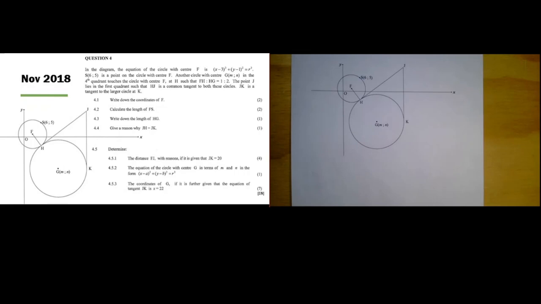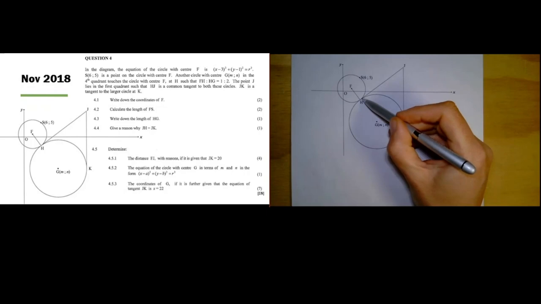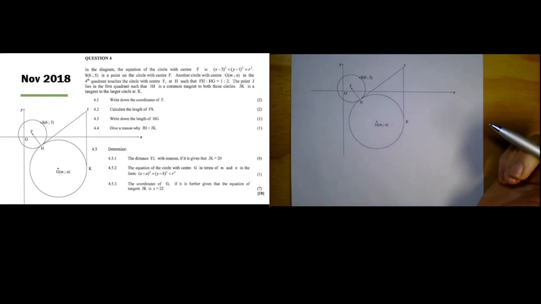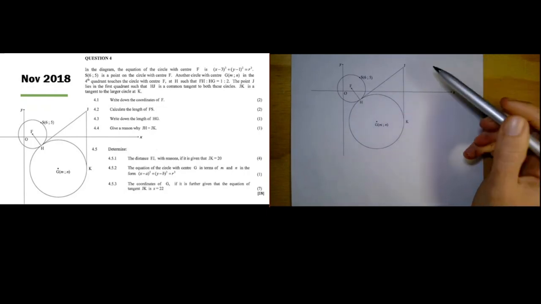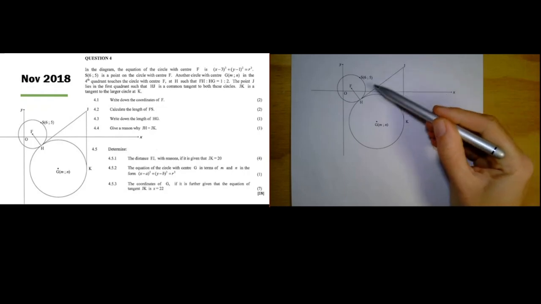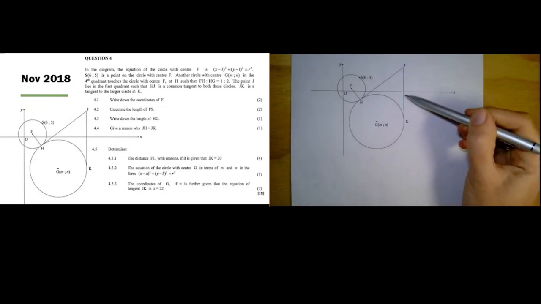The point J lies in the first quadrant such that HJ is a common tangent. So HJ is a common tangent to both of the circles. JK is a tangent to the larger circle. So immediately, do you see both the tangents come from the same place?